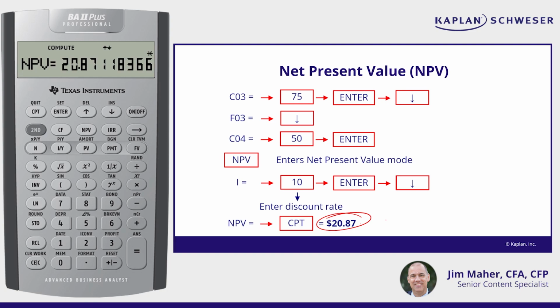So what would we do here? We would accept the project. And it's actually done pretty well. NPV of 20.87. Okay, so we made our calculation and then made some sort of recommendation afterwards. Very, very good example in any financial exam.